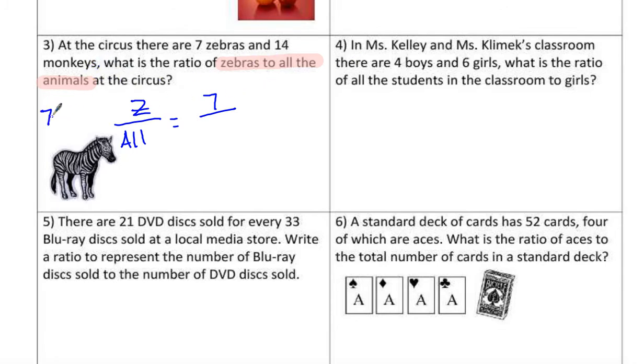So you have to add 7 plus 14, and you get 21 animals total. 7 over 21. Now, another trick you can use with simplifying is you can ask yourself, does the numerator go into the denominator? So is the numerator a factor? In this case, 7 is a factor of 21. So I'm going to divide these both by 7, and I'm left with 1/3 as my ratio.